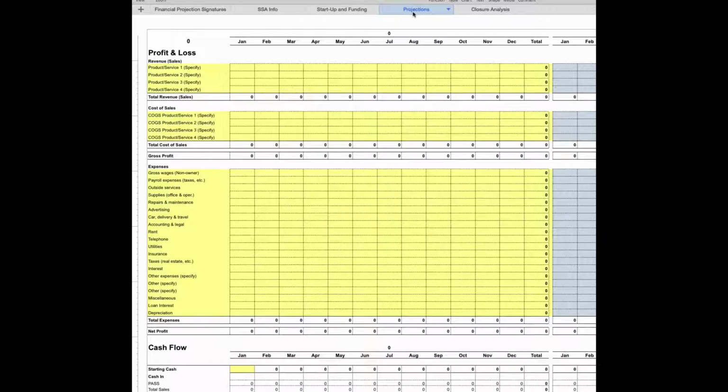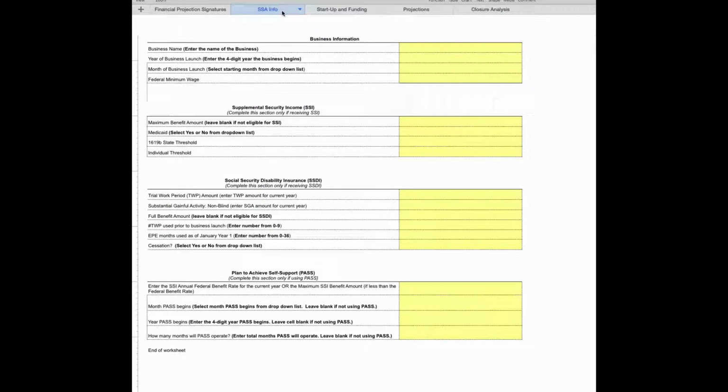Second, entering information in certain cells is mandatory. This information, such as the current year's federal minimum wage, for example, is used to calculate information in other sections of the spreadsheet. In this case, the minimum wage factors into both the stability and case closure analysis. Mandatory information will be identified as we go through the presentation.